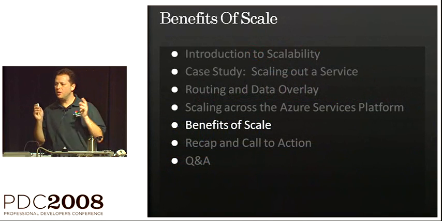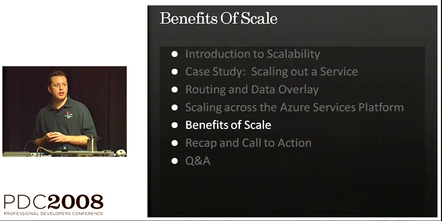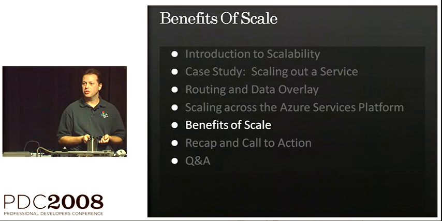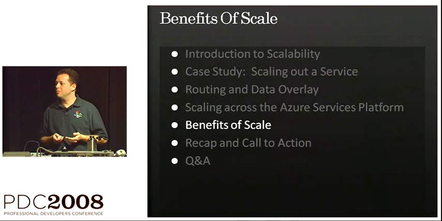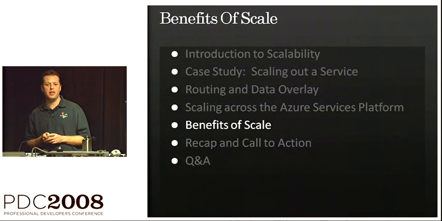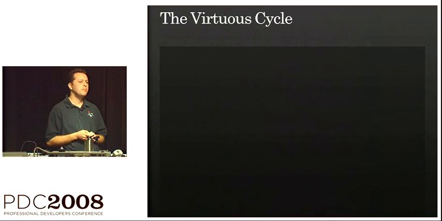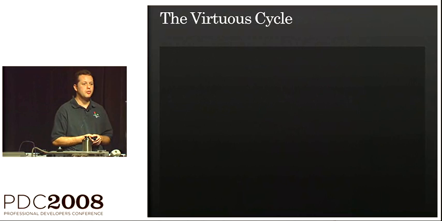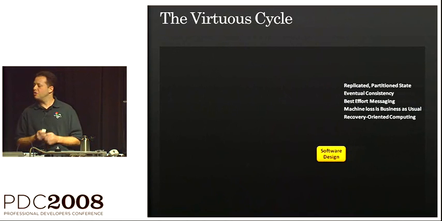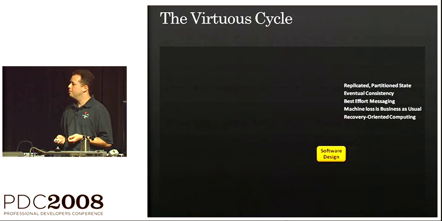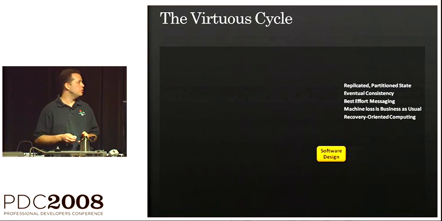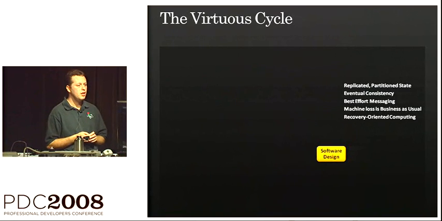So at this point, I'm going to take a step back and show you a bit of what we gained from building scalable services. Aside from the obvious, we got the ability to tolerate lots of load and the ability to be available at all times. But what else happened? As we were building scalable services, we discovered what we call the virtuous cycle of scalability. First, we designed our software to run on multiple machines to scale out. So we followed all of the principles of scalability that you can see here.